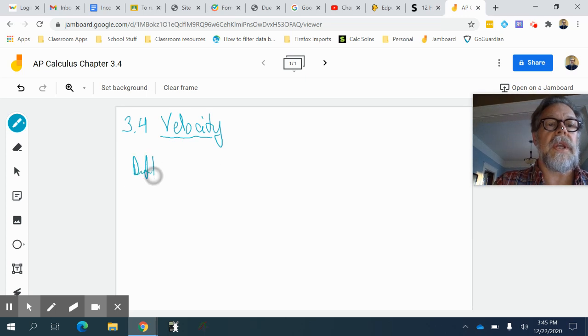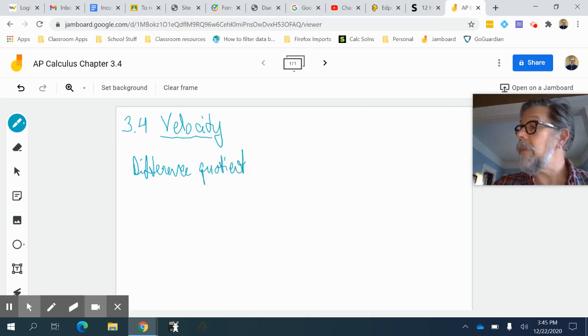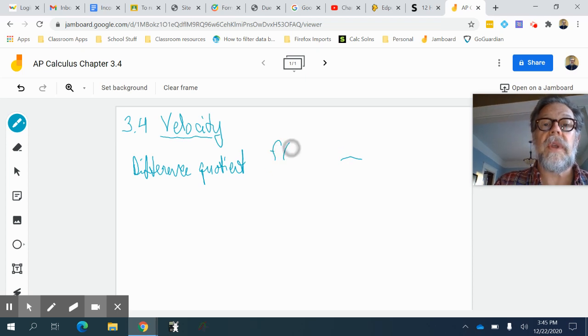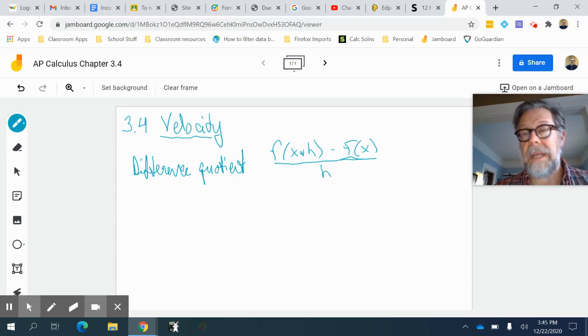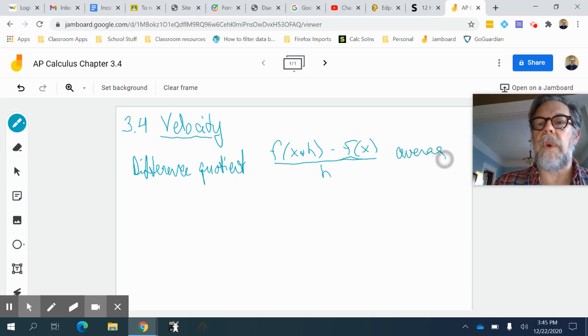First off is the difference quotient. Oh my gosh, my handwriting is horrendous in these videos because of the way I'm using the laptop, but we'll try to adjust. So if we look at the difference quotient as this, and you've seen this before a lot, and of course the derivative is the limit as h goes to 0 of this, but we can think of the difference quotient as an average rate of change. It's an average rate of change over the interval h.